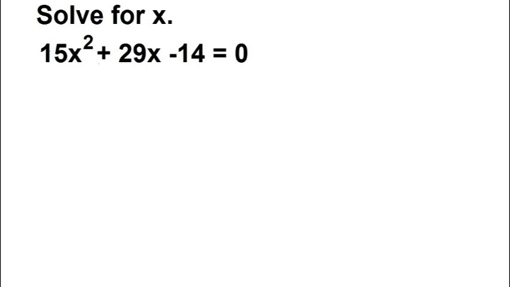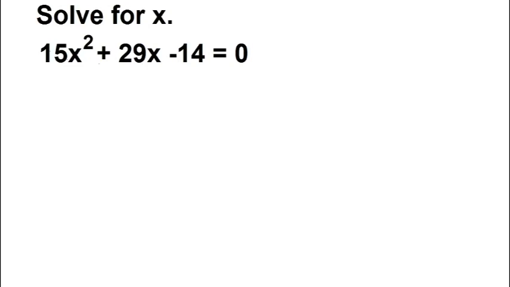Solve for x. 15x squared plus 29x minus 14 equals 0. This is a quadratic equation in standard form where a equals 15, b equals 29, and c equals negative 14. What are the factors of 15x squared plus 29x minus 14? Try trial and error. Factor 15x squared and also negative 14.